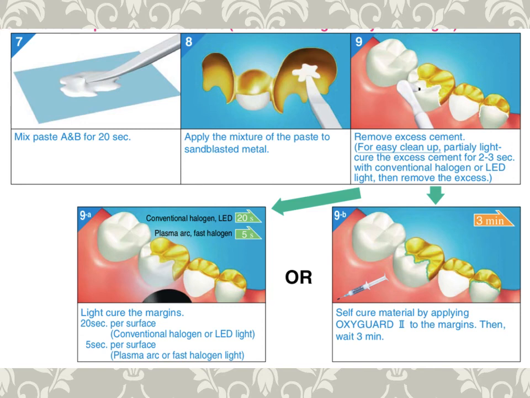The mixture is then applied to the sandblasted metal, and any excess cement should be removed. For easy cleanup, partially light cure the excess cement for 2 to 3 seconds and then remove the excess. Then a self-cure material by applying OxyGuard to the margins and wait for 3 minutes. Light cure the margins.